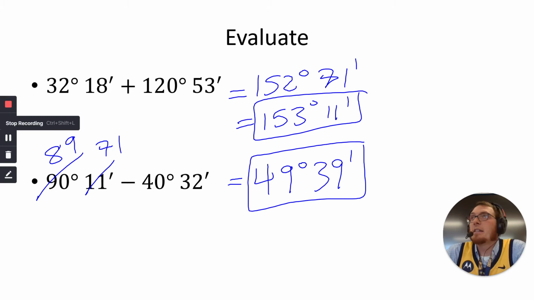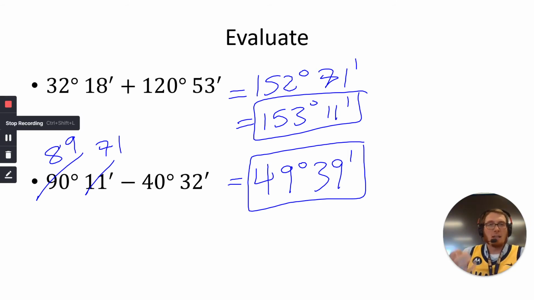Evaluating is pretty simple. It's just like place value, in terms of adding the tens place and adding the ones place. So for this question, you'd add the degrees: take 132 plus 120 and 18 plus 53. You'll get 152 degrees and 71 minutes. The issue is you can't have the minutes be higher than 60, so you have to take one out from it and add it into the other group.